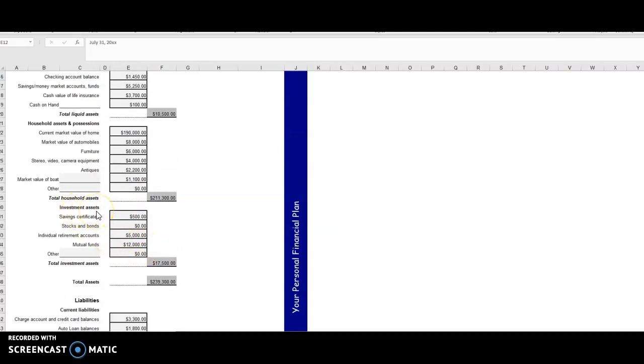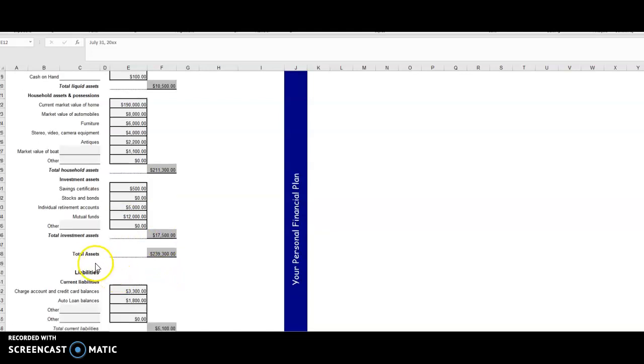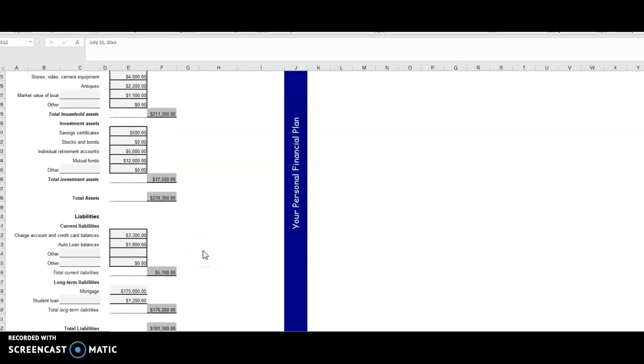Let's look at our investment assets. Again, things that we have financial control over. Let's say we have a savings certificate for $500. We don't really have any stocks and bonds at this point. We have an IRA, maybe through our employer, that has a $5,000 value. We have some mutual funds that we've invested in for $12,000. So our total investment assets are $17,500. And these total assets then become $239,300 total assets. So that's the items that we have financial control over.